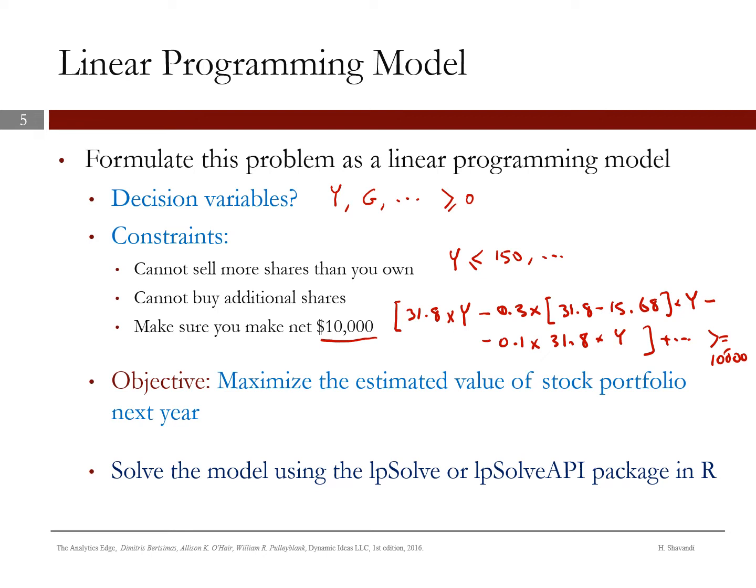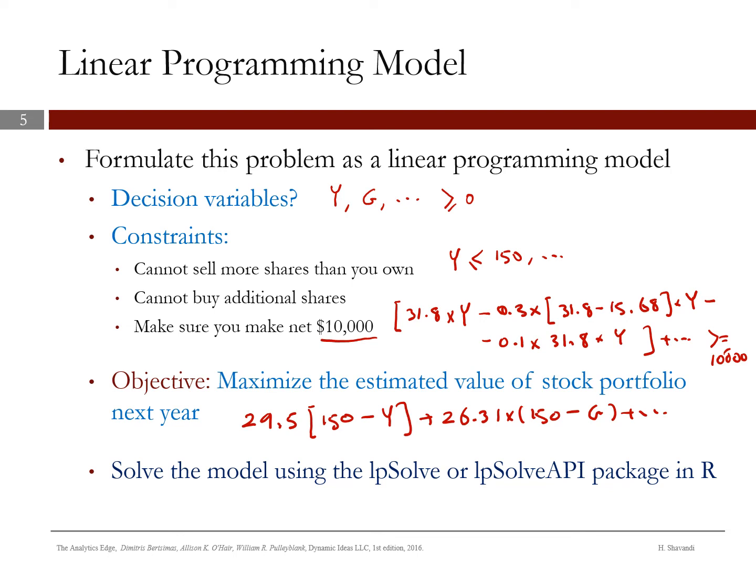And for the objective function, we want to maximize this estimated value of the stock portfolio for the next year. For example, for the Yahoo stock, the next year price would be 29.5. This is our estimate for the next year's price. So the remaining stocks here for Yahoo would be 150 minus Y, right? And yes, we will have the same for other stocks, like for the GM, 26.31 times 150 minus G, and so on. Okay, so this would be our objective function here.